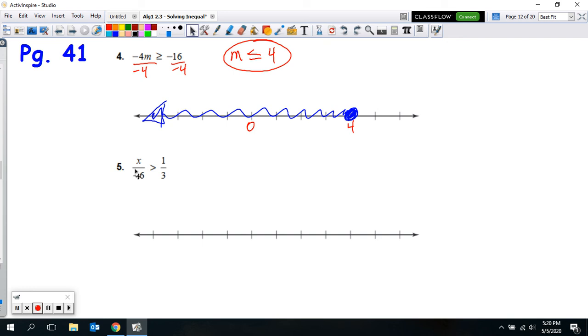And for this one, it has x over -6. Now there's another way that this can be written that I want to show you just in case you come across it, because you will.